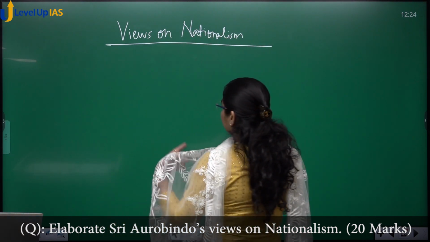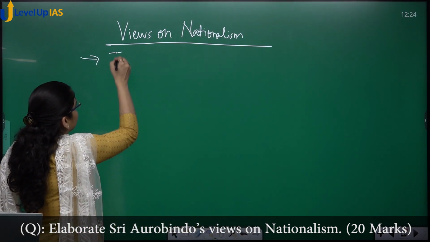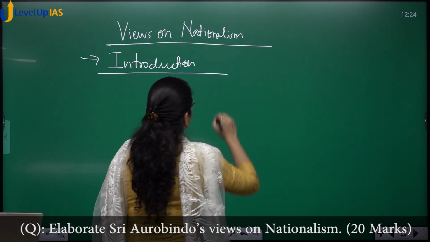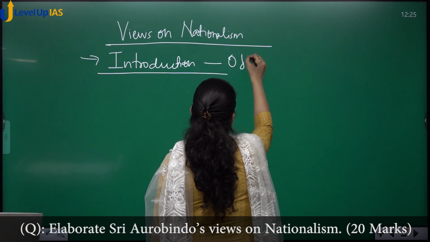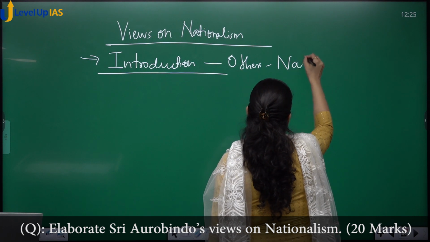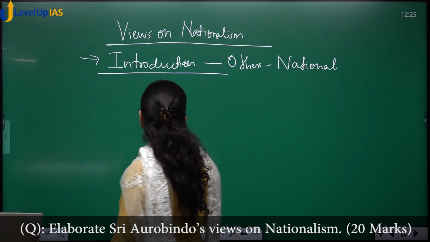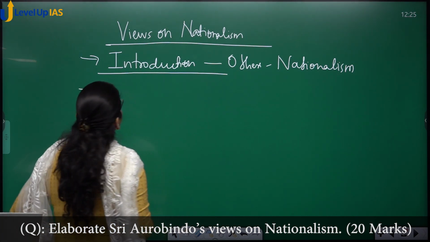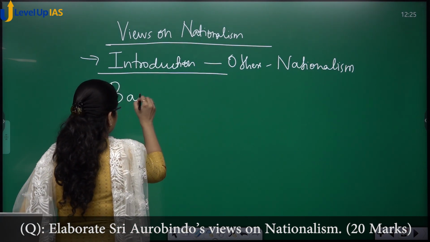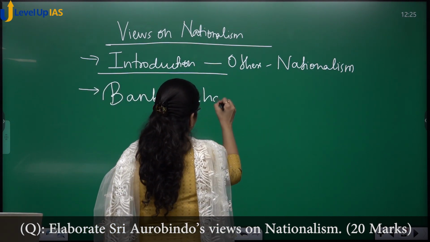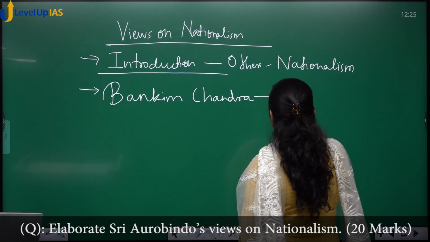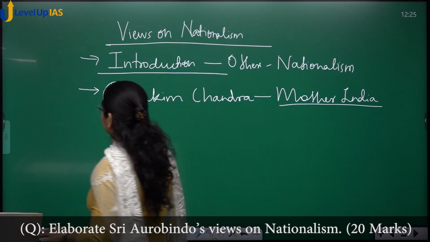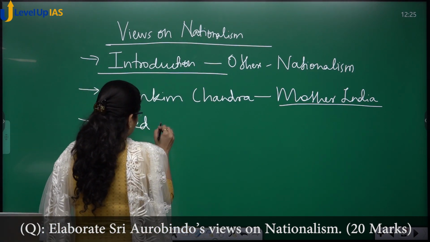All right. So first we will be giving an introduction of Sri Aurobindo. Is it clear? Then, was he the first one? No. Before him also there were others who spoke about nationalism. Then you talk about how he was influenced by Bankim Chandra and which concept he adopted, the concept of Mother India. Then talk of what was the need of nationalism in India. What is the ultimate aim?